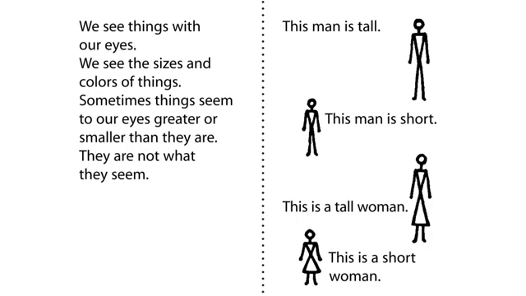We see things with our eyes. We see the sizes and colors of things. Sometimes things seem to our eyes greater or smaller than they are. They are not what they seem. This man is tall. This man is short. This is a tall woman. This is a short woman.